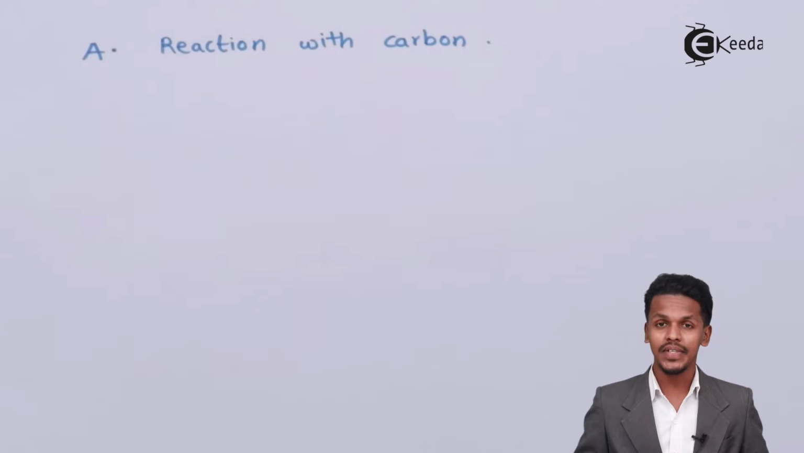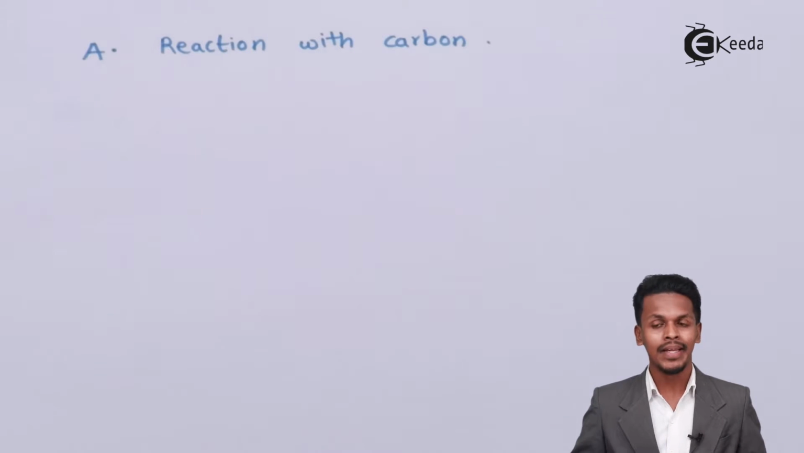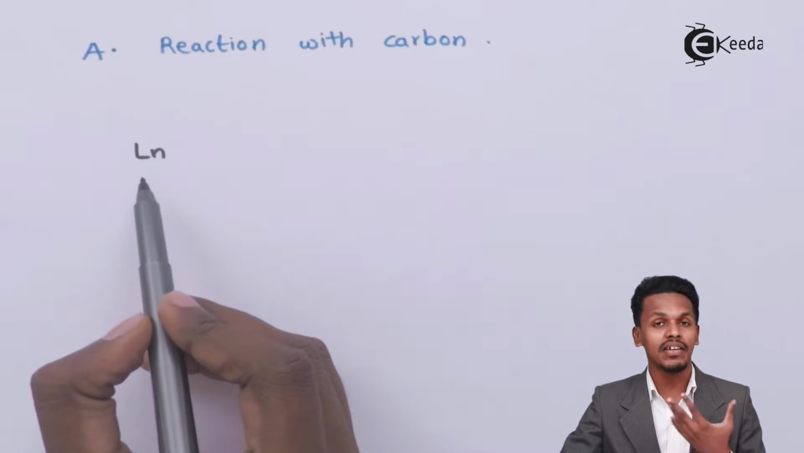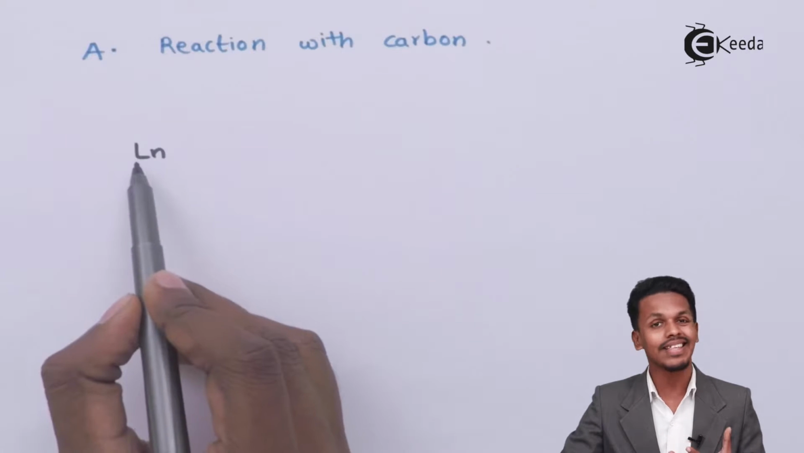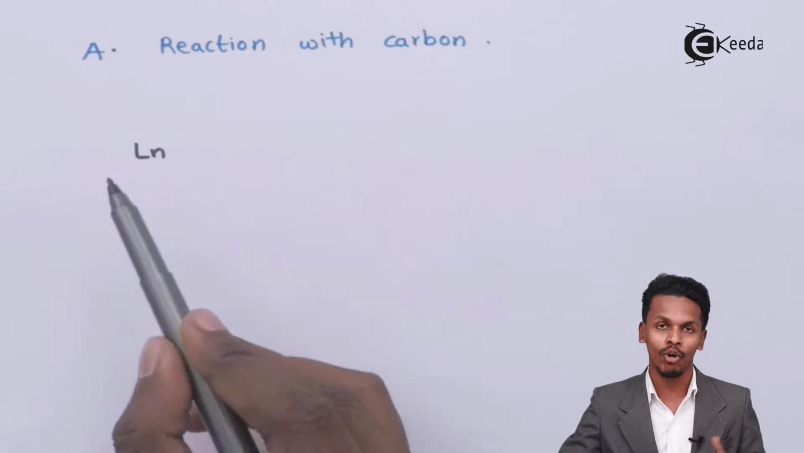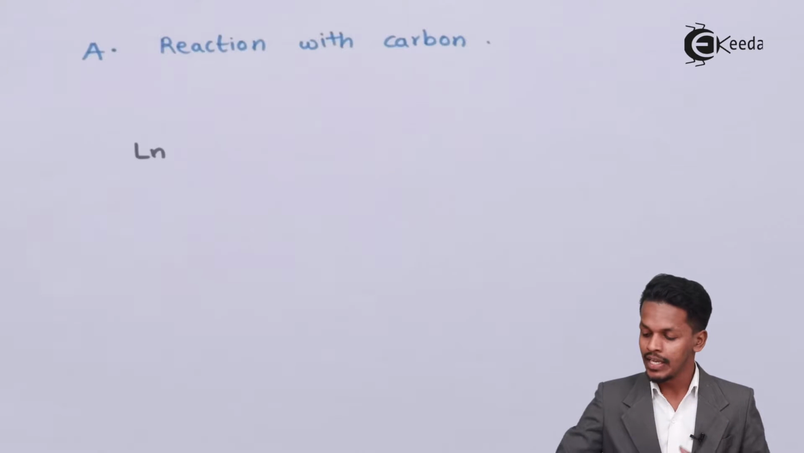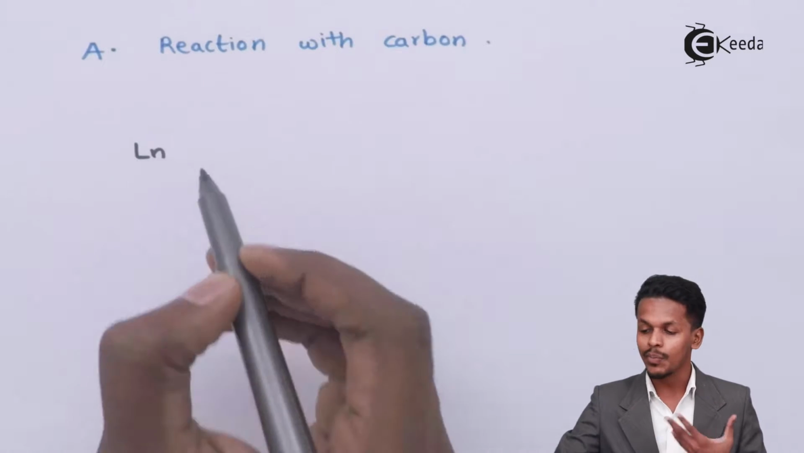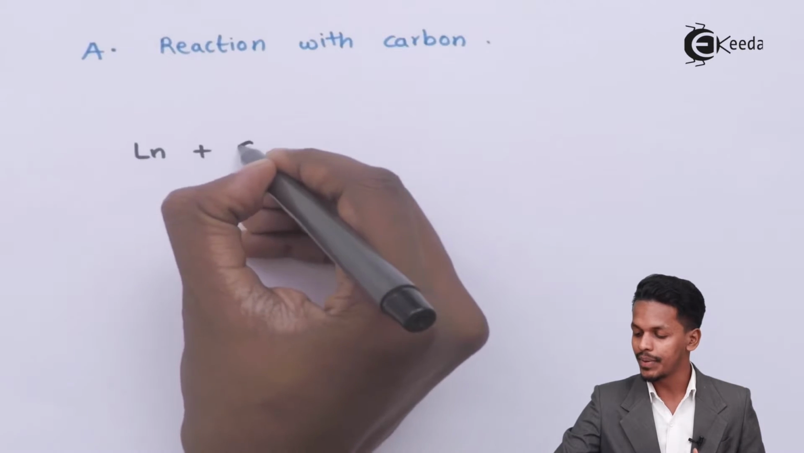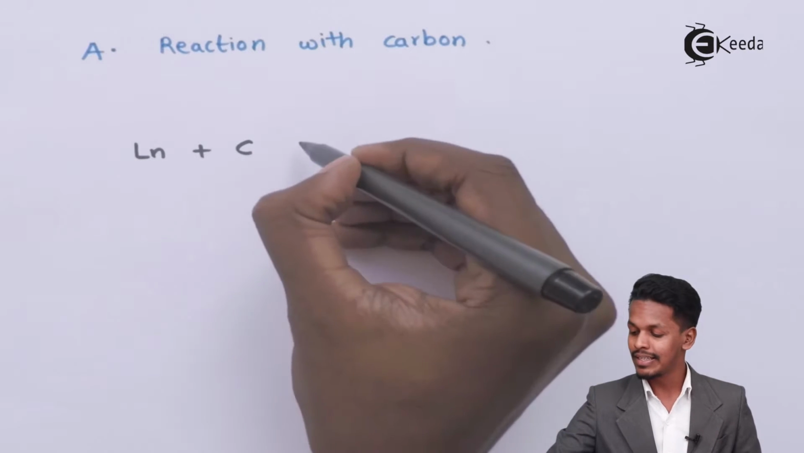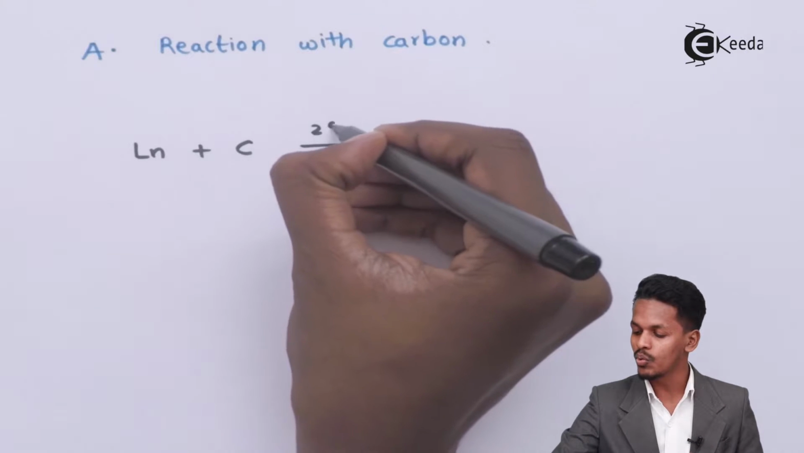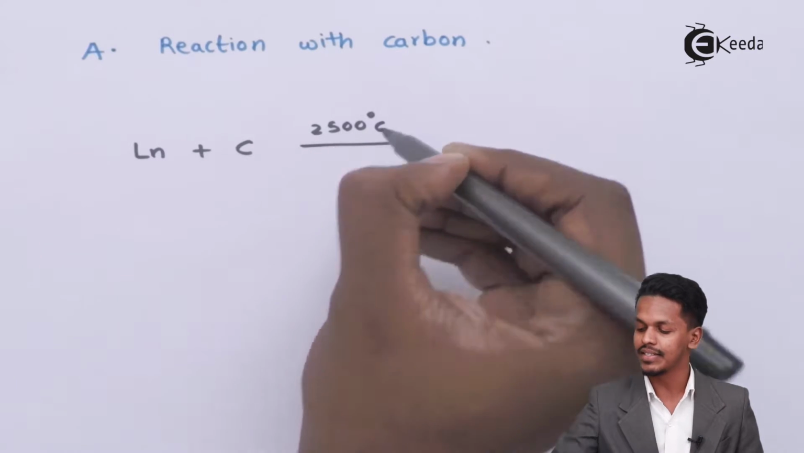So now let's start with the first one, that is reaction with carbon. I'm representing lanthanoids with Ln, because La represents lanthanum, and Ln represents the overall lanthanoid elements or lanthanoid series. So suppose an element belonging to the lanthanoid series, Ln, is reacted with carbon. This chemical reaction will only happen if we provide a temperature of more than 2500 degrees Celsius.